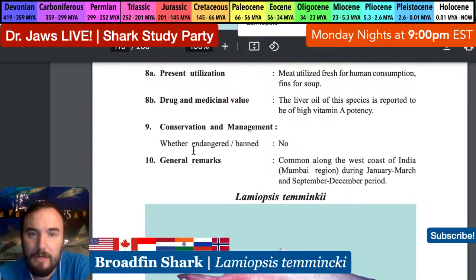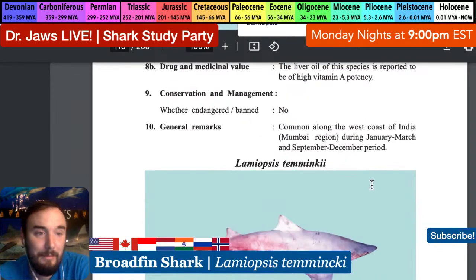Conservation and management says whether endangered or banned says no, but that's not correct. At least for IUCN, this is an endangered species. So maybe India does not recognize it as an endangered species, but the IUCN Red List recognizes the broadfin shark as endangered. General remarks: common along the west coast of India, Mumbai region during January, March, and September through December.